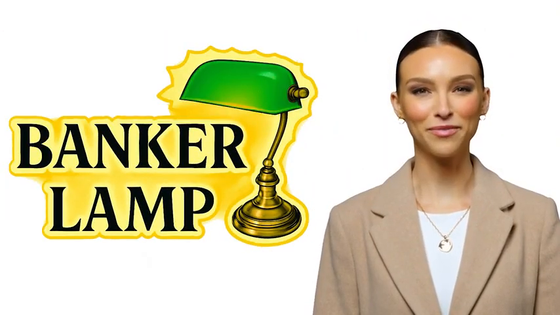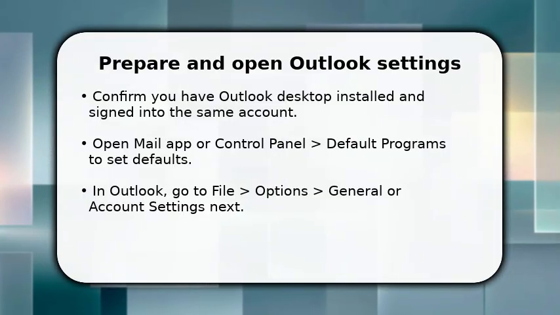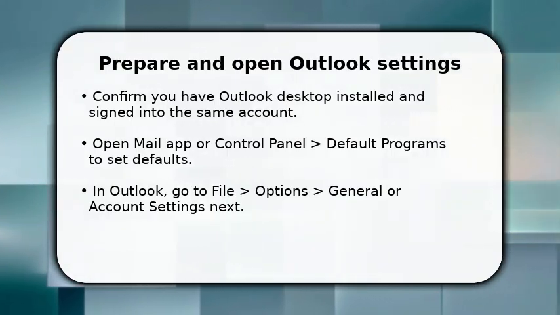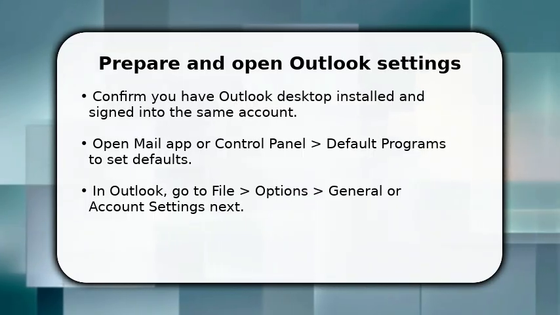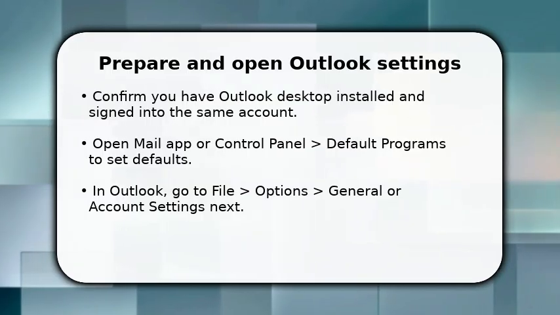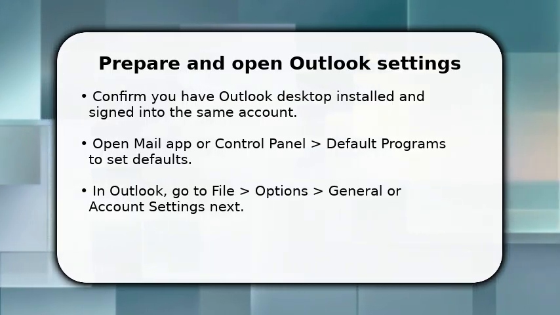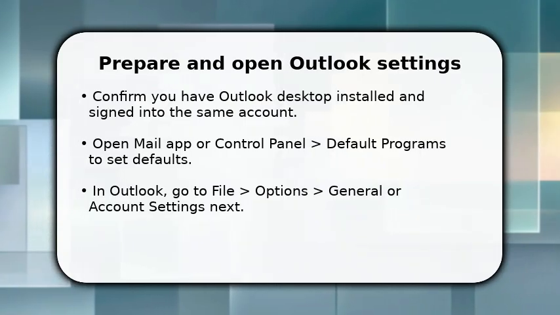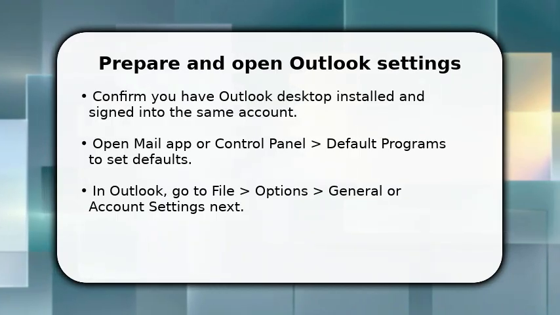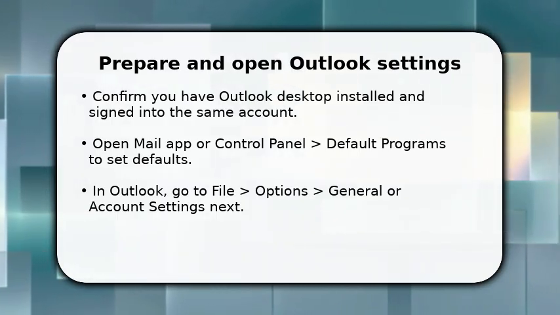Please enjoy the video. You're starting in the app, so open Outlook on the desktop now and sign into the account that keeps opening in a browser. Once done, check Windows default apps or Mac mail settings to ensure Outlook is the default for mailto links and HTML files. Make sure you have admin rights. Without them, you can't change system defaults. If multiple profiles exist, pick the profile you use every day.